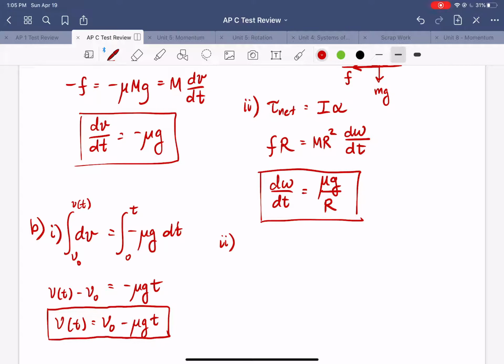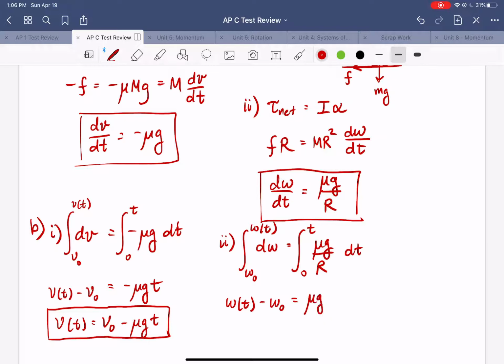For part 2, I'll do the same sort of thing with this equation above here for d omega and dt. So I can say d omega equals mu g over r times dt, and I will integrate both of these. Time will go from 0 to t. Omega will go from the original omega 0 to omega t. So I get something very similar here: omega of t minus the initial omega equals mu g over r times t. Now I can also put in the fact that the initial omega is actually 0, so we get rid of that.